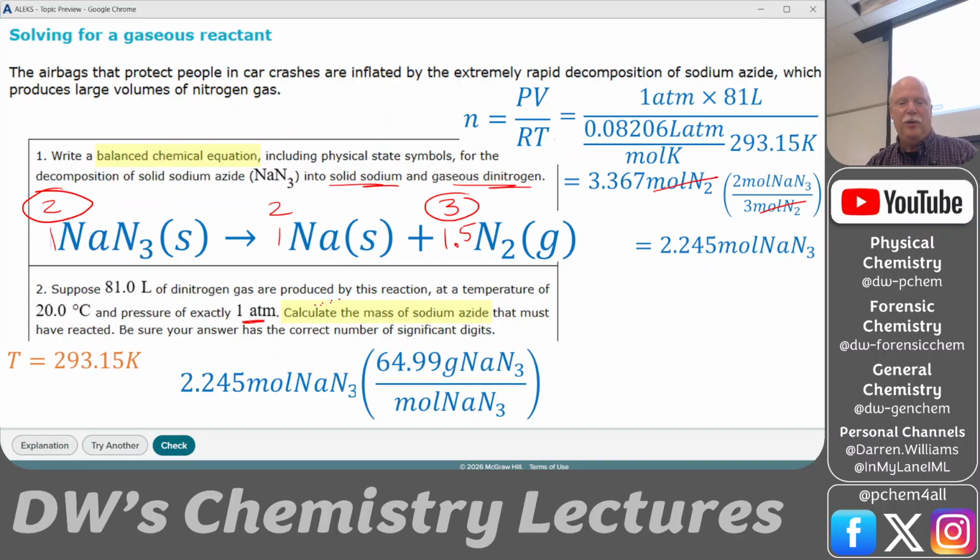So we use the molar mass of sodium azide, look at nitrogen. It's 14 times 3, and then add in the 23 for the sodium. And we get 65 roughly. And so we get 146 grams of sodium azide.